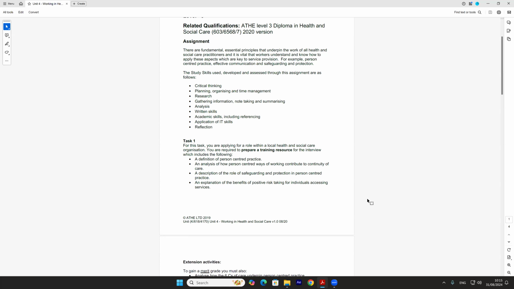So if we understand and apply these concepts, person-centered practice, continuity of care, safeguarding, and positive risk-taking, we will be prepared to contribute to a health and social care environment that prioritizes the dignity, safety, and well-being of individuals. And as you create your training resource, remember to provide clear definitions, thoughtful analysis, and relevant examples to demonstrate your understanding of these essential principles. Also, we need to keep in mind that these principles are not just theoretical, they are practical tools that when applied correctly can improve the quality of care provided to individuals.